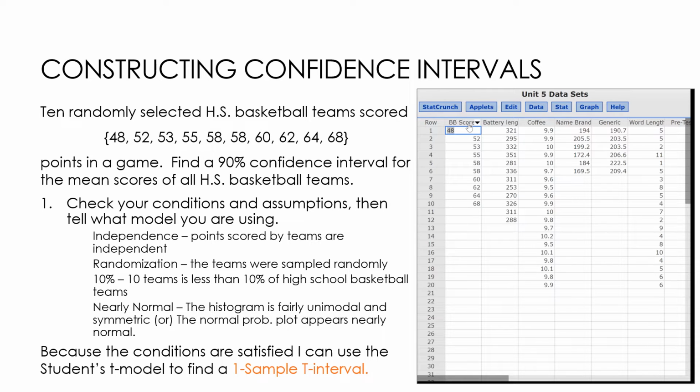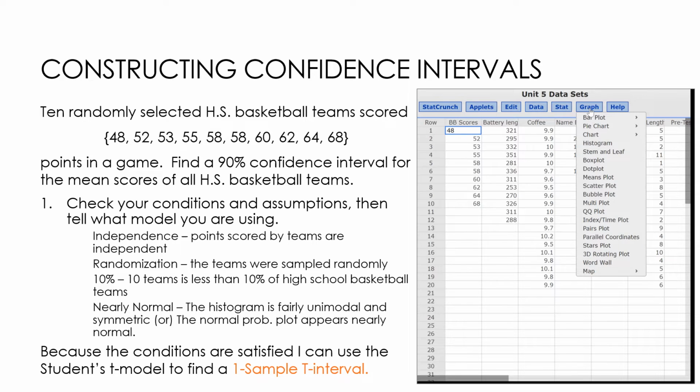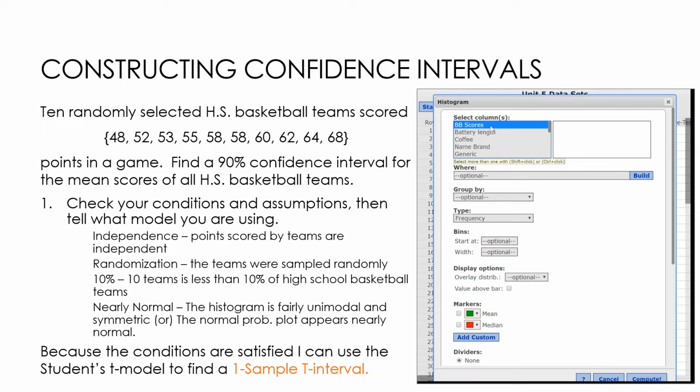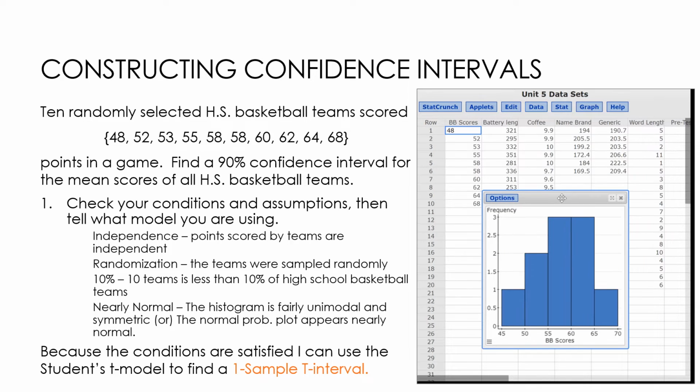The first way, and again notice I have all of my basketball scores here in this column, is to go to graph and histogram, and I'm going to choose the basketball scores column, and click compute. And looking at this appears to be nearly normal. I'm concerned it might be a little bit skewed because it seems to be a little heavy on the right, which means it's skewed to the left.